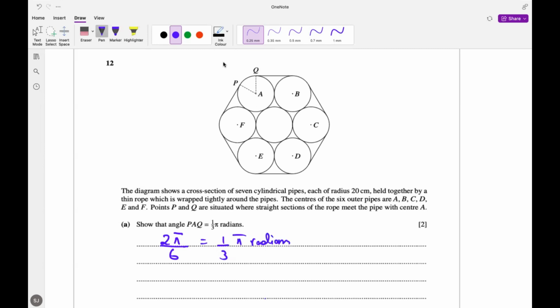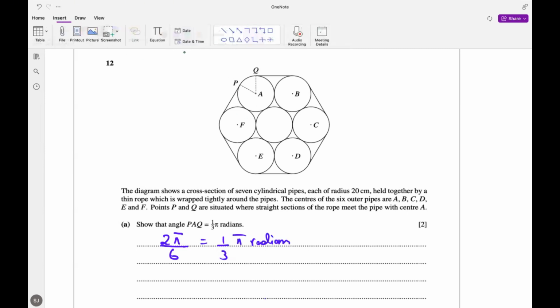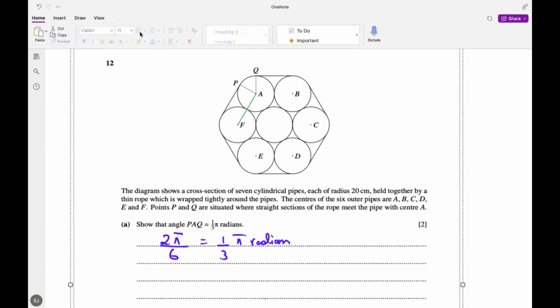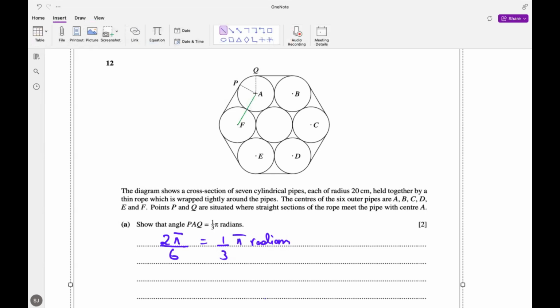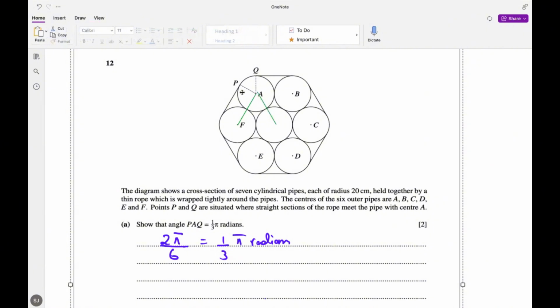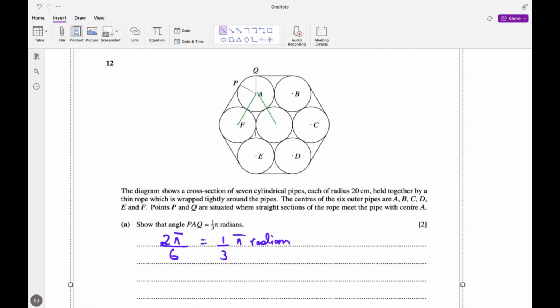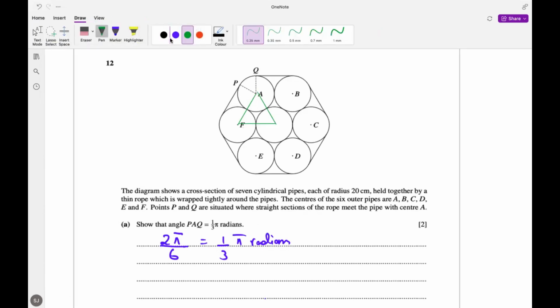Another way is, let's say I draw a line from A to F, and then another line from A to the center point of this circle, and then another line from F to the center point of this circle. We can see that each of these lengths will be equal, as the radius is 20, so each of these lengths will be 40 each.